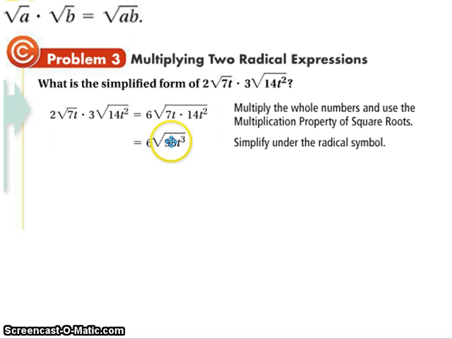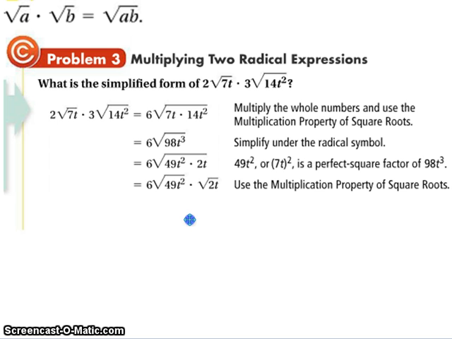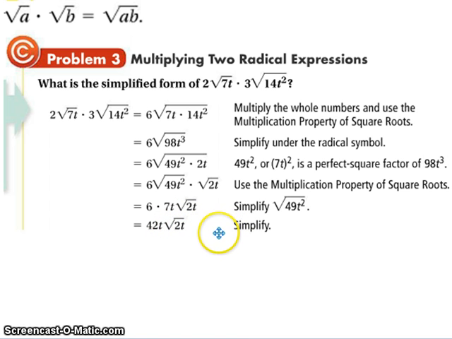Now I want to find 2 numbers that multiply together to give me 98, and 2 numbers that multiply together to give me t cubed. So I do 49t squared and 2t. I'm going to take the square root of this. That's going to give me 7t. I still have the square root of 2t, and then I just have to multiply and finalize: 42t square root of 2t. Okay. So it's a slow process. Don't be in a hurry, or you'll make a mistake.